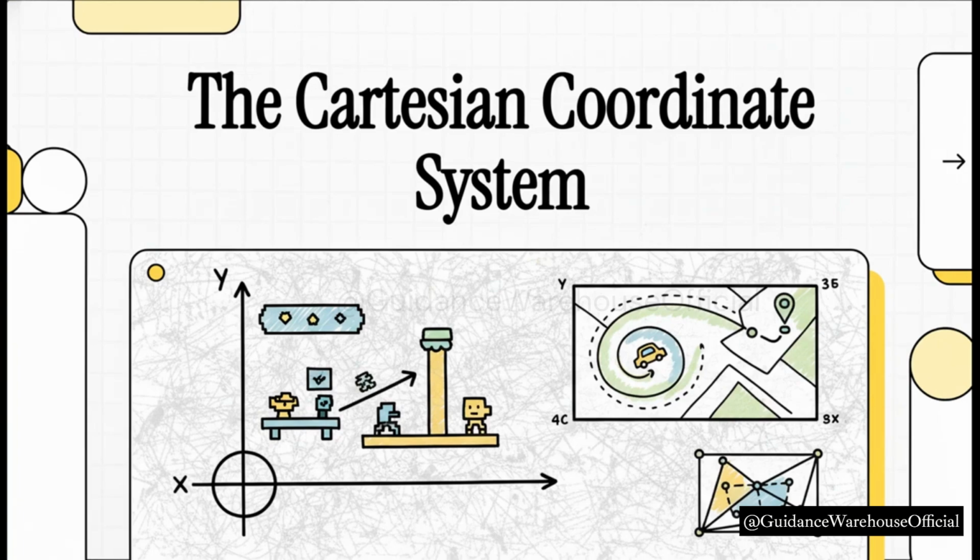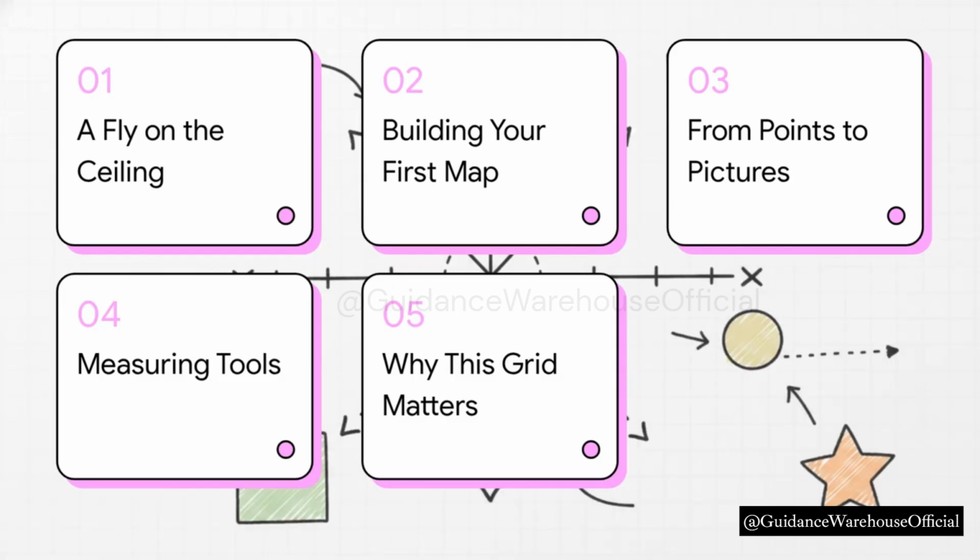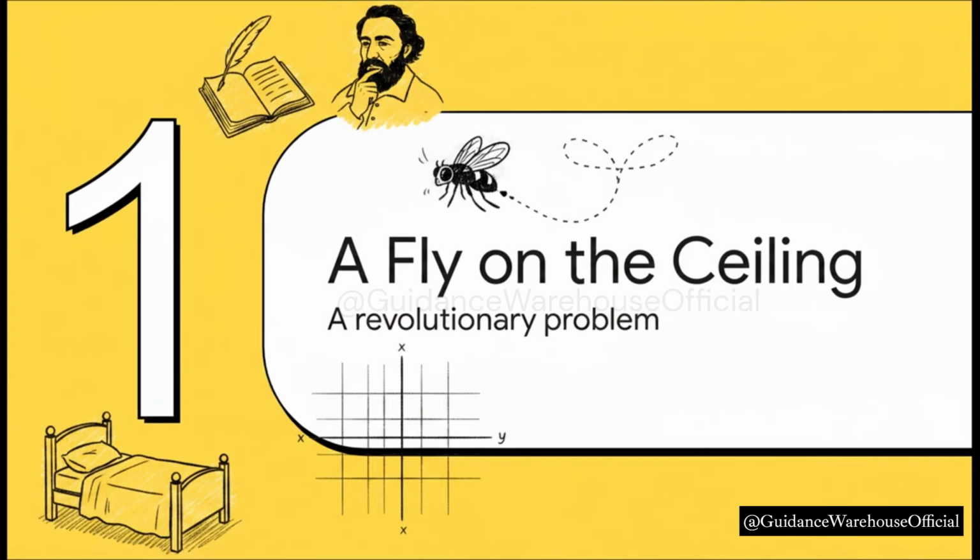Welcome to The Explainer. Today, we are pulling back the curtain on a system that, believe it or not, secretly powers almost everything you interact with, from your favorite video games all the way to the GPS that gets you home. So, here's our game plan. We're going to start with a pretty cool origin story. Then we'll build this system from the ground up, piece by piece, and finally, we'll see how it's used in some amazing real-world tools. All right, let's jump right in.